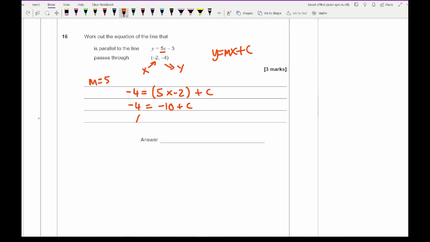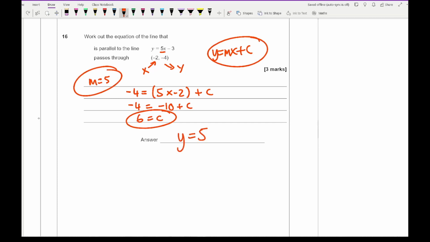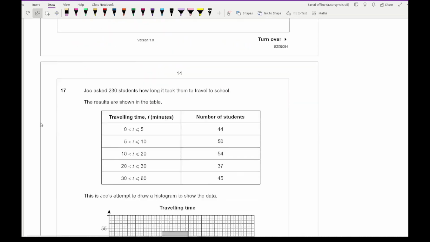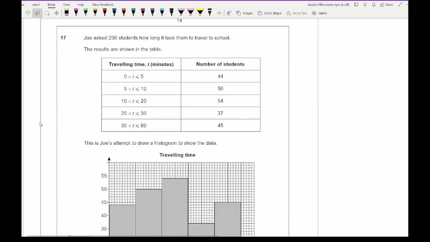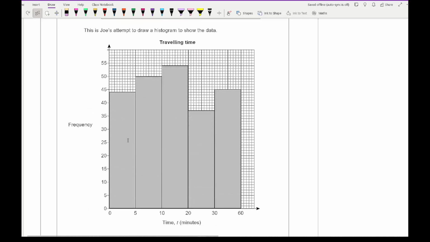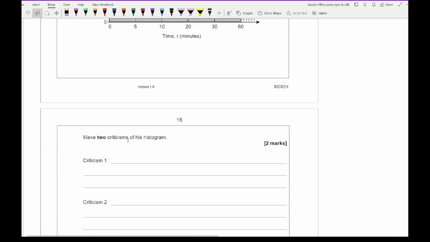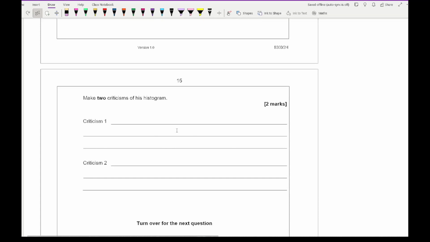Take the 10 over and we get 6 equals c. So then substituting these numbers into that formula, I get y equals 5x plus 6. Then moving on to question 17, it says that Joe asks 230 students how long it took them to travel to school, and we've got a table, and it says that this is Joe's attempt to draw a histogram to show the data. And the question is asking us to make 2 criticisms of the histogram.